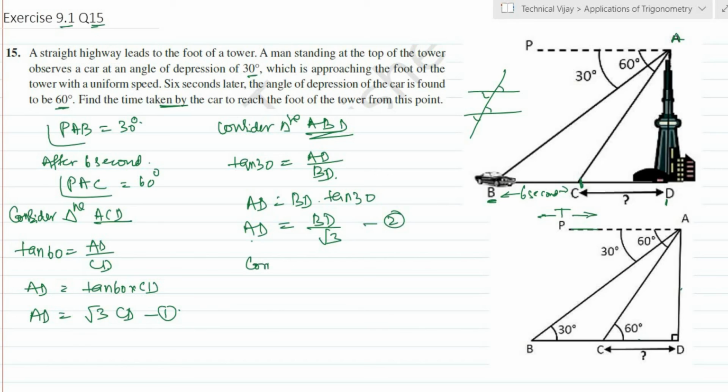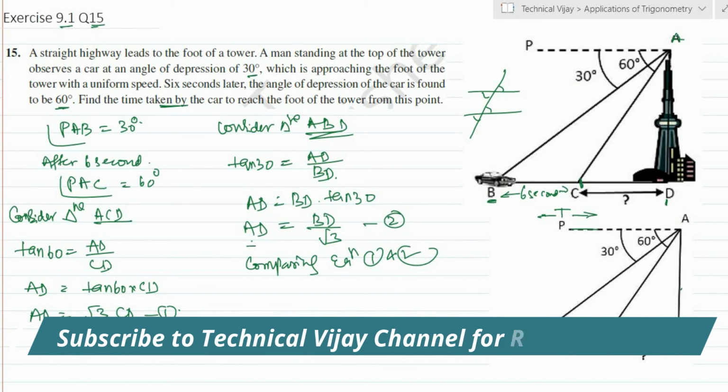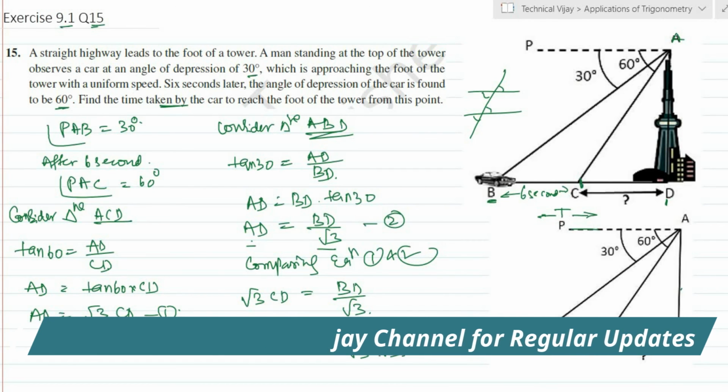So comparing equations 1 and 2. Here AD is equal to root 3 CD, and AD is equal to BD by root 3. Hence root 3 CD is equal to BD divided by root 3. So now CD is equal to BD divided by root 3 into root 3, which is equal to BD divided by 3. CD is equal to BD divided by 3.